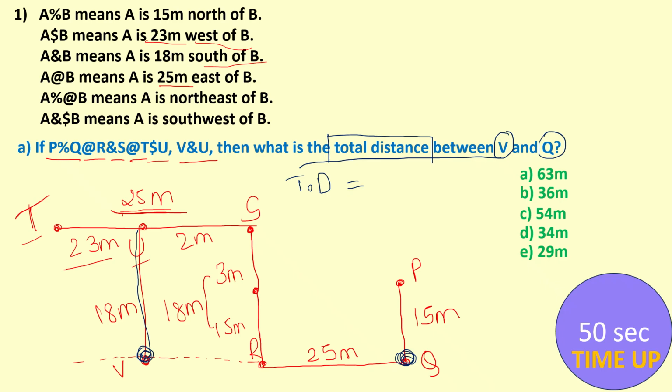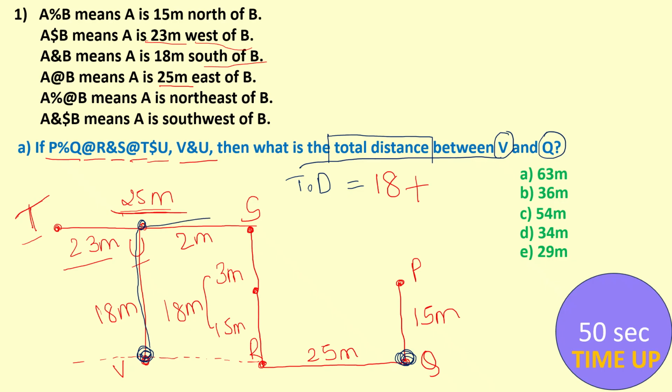So total distance will be how much? It will be 18 meter plus 2 meter, then again 18 meter plus 25 meter. Correct? So 18 plus, then this. Correct? This line.